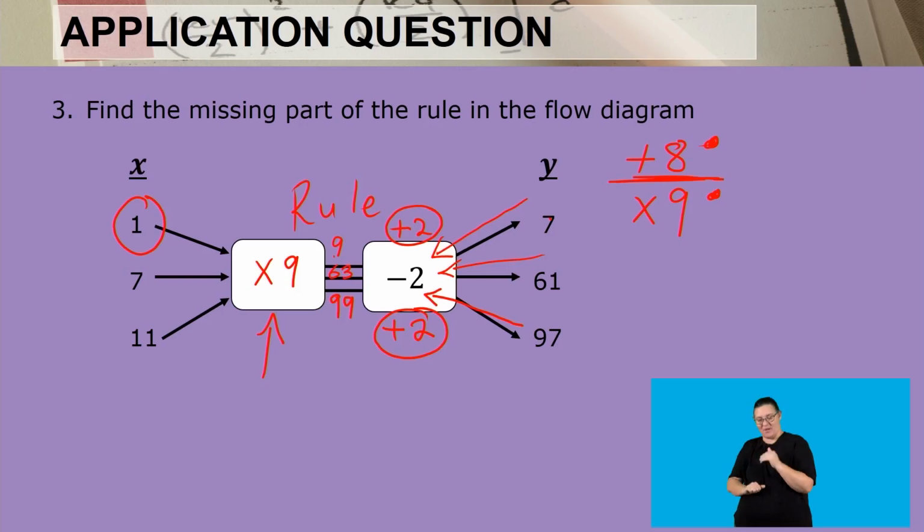So it means that the missing part of our rule is not a plus 8, but it is a multiply by 9, as it applies correctly to all of these input values and output values.